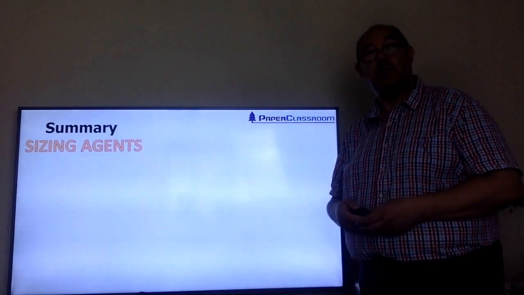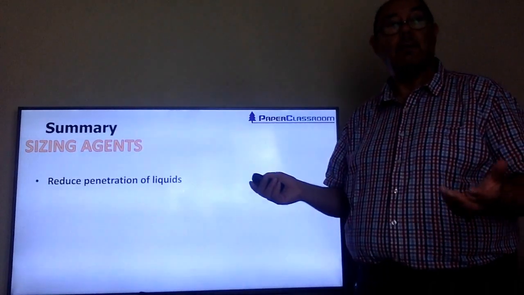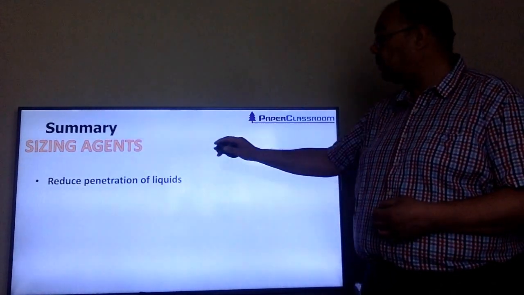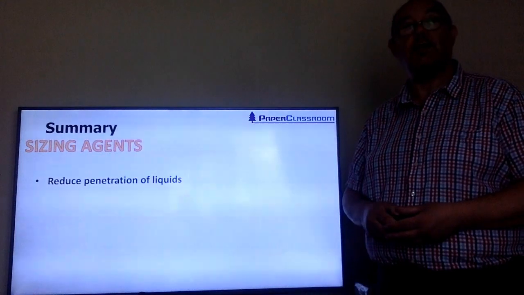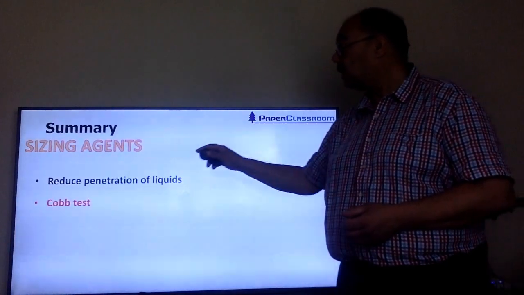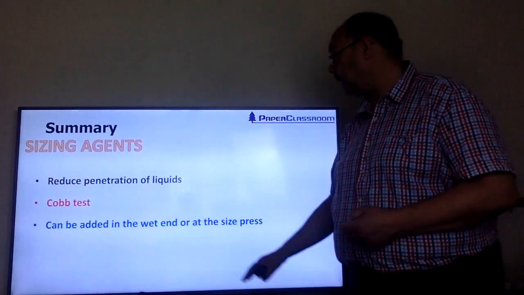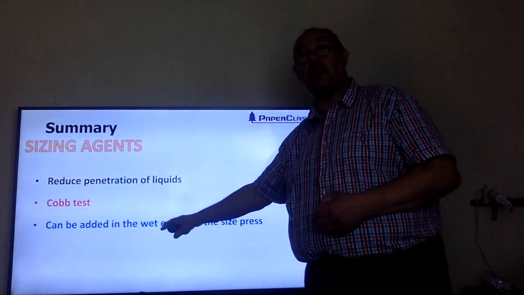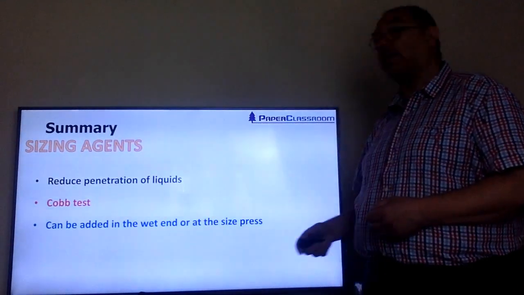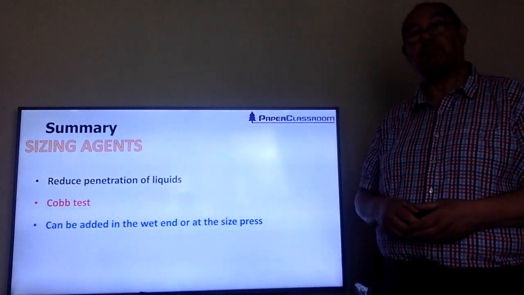So a summary of our sizing agents. They're there to reduce the penetration of liquids into the surface of a sheet. We measure it using the Cobb test, and finally sizing agents can be added at the wet end, or they can be added at the size press.